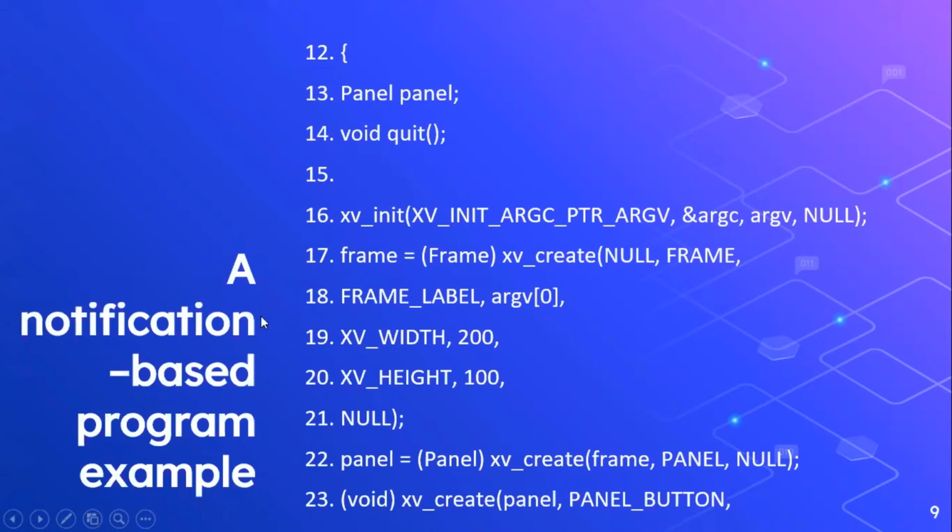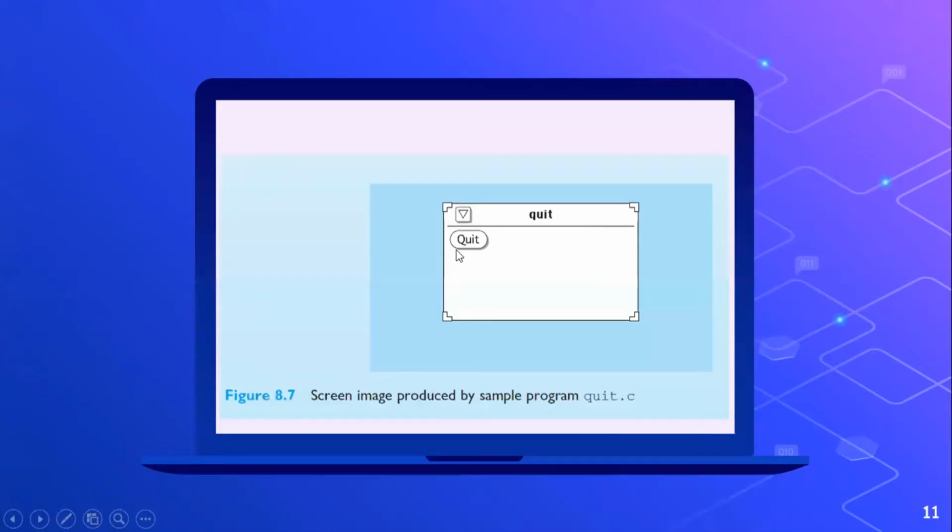So, frame label. What is label? Label displays a single line of read-only text. So, ayan, makikita niyo dyan, yung quit na yan, yun.